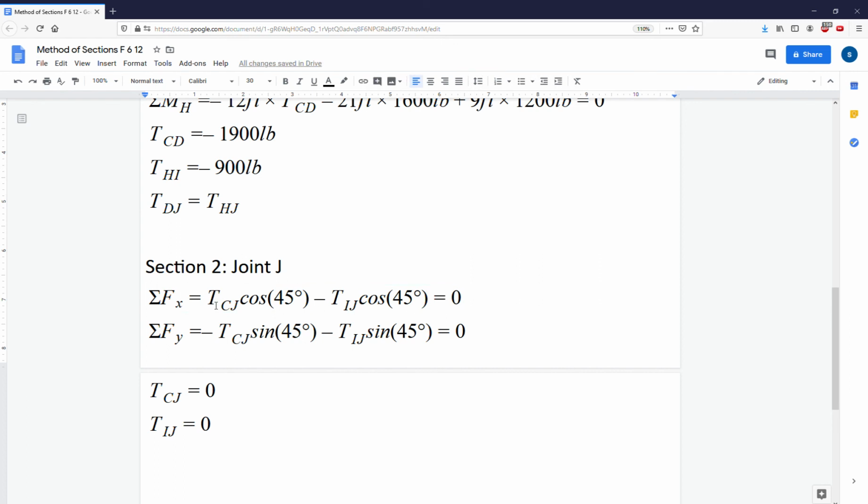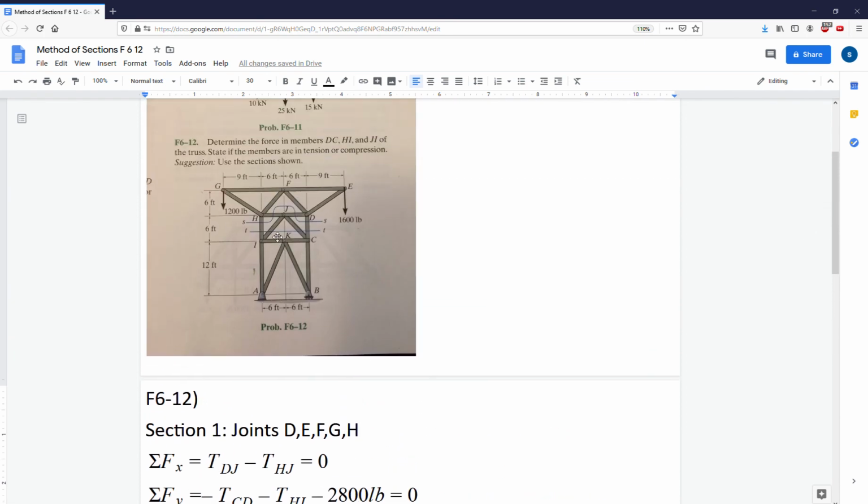And so my sum of forces in the x and y direction, in x, this says that CJ must equal IJ, and this one says that CJ and IJ must add up to 0. Well, there's only one value that they can each be that will satisfy these two conditions. Both CJ and IJ must be 0. These two must be zero force members.